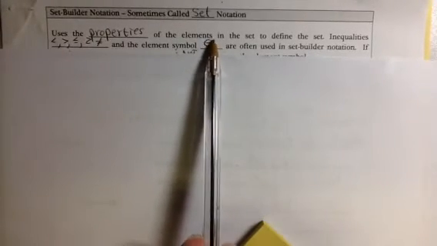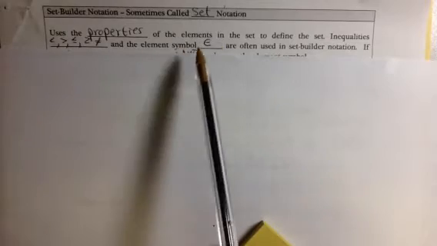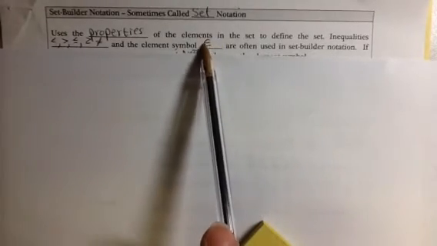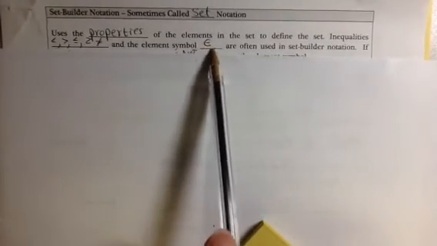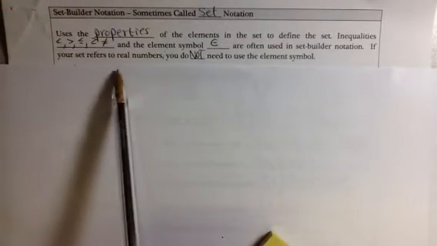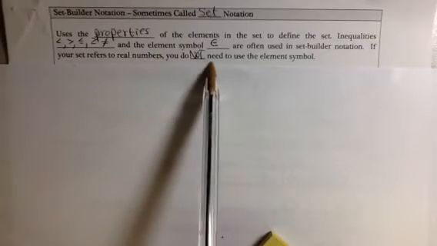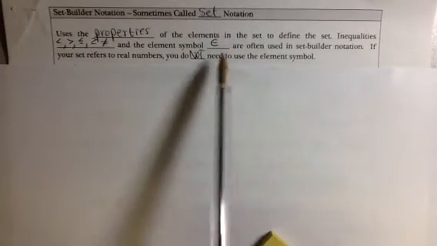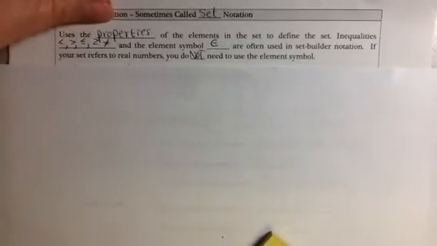Now this, I'm not sure if you can make it out real well on this video, but it looks like a C with a line right here. It's not like an E that has hard corners. Those are often used in set builder notation. And if your set refers to real numbers, you do not need to use the element symbol. And I'll explain that in an example down below.